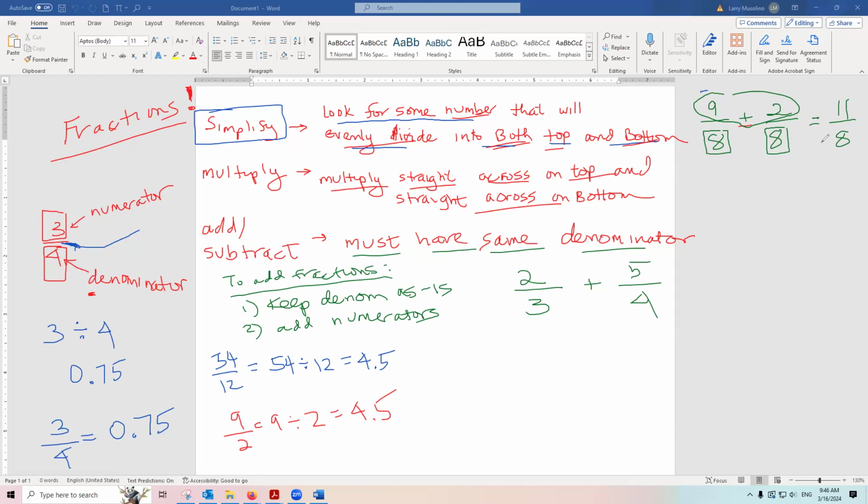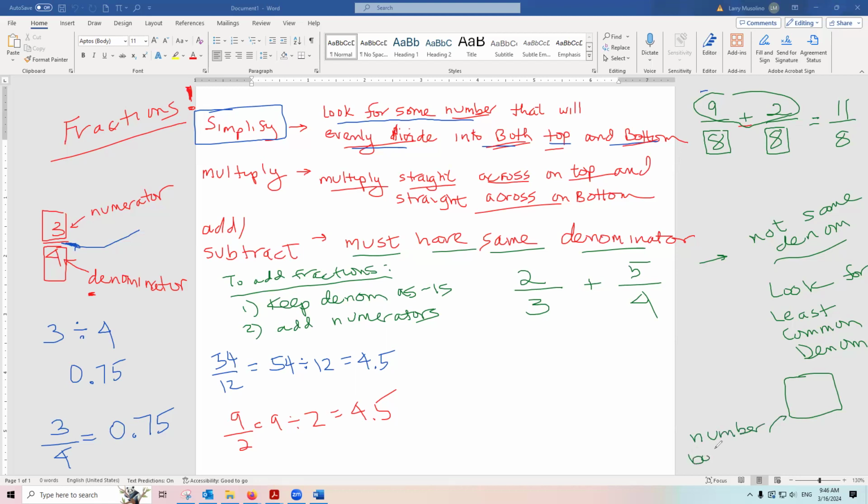All right, let me come down to this bottom example, though. I have 2 over 3 plus 5 over 4. These are not the same denominators. So I cannot add them yet. I got to first get the same denominator. So what you do is you look for something called the least common denominator. It's called LCD, sometimes we say. The least common denominator is some number. What I'm looking for here in this box is some number. I'm looking for a number such that both 3 and 4 evenly divide into this number.